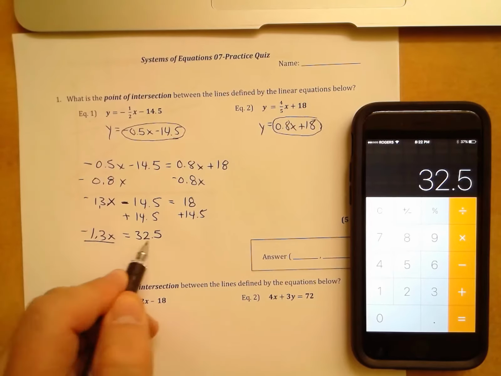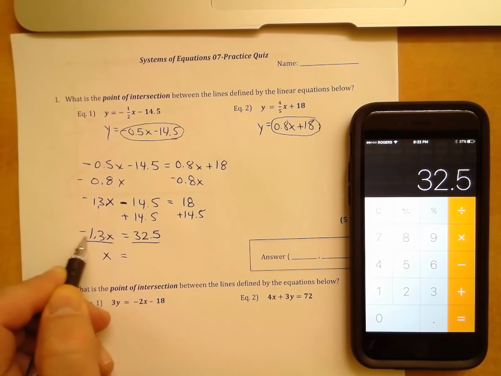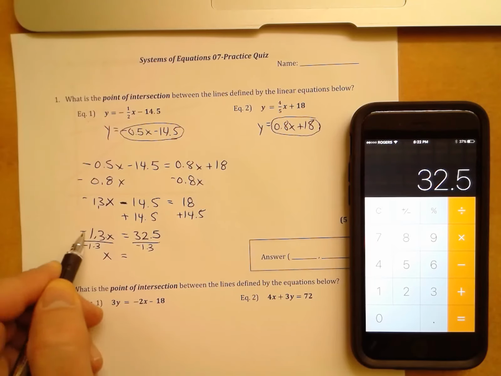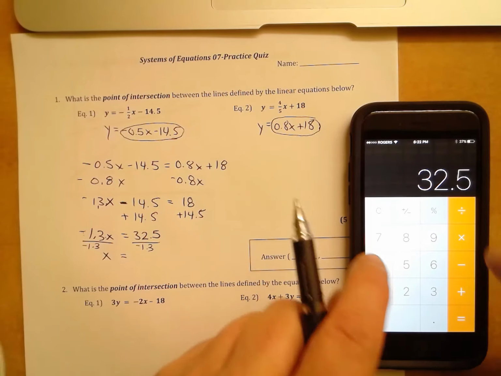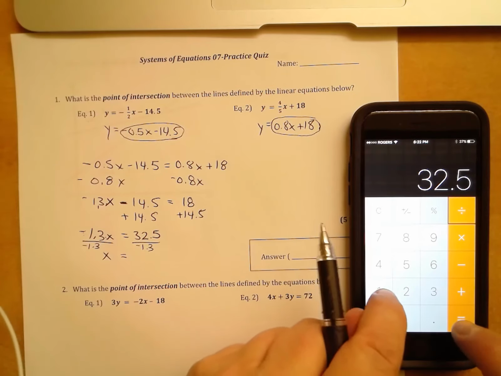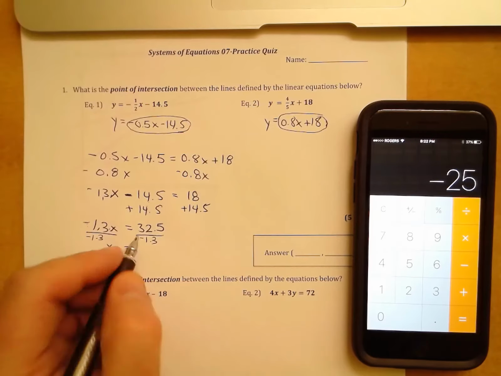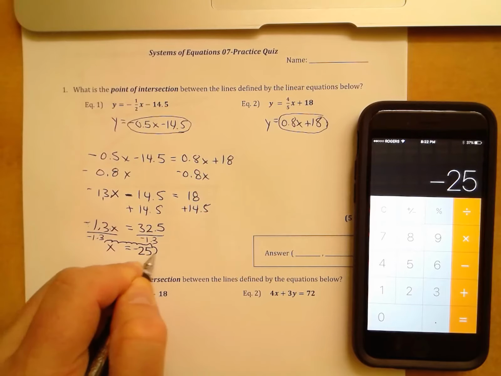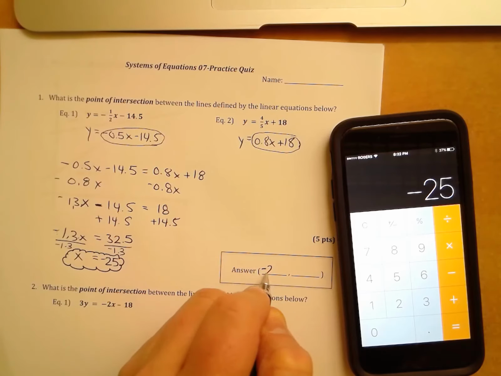Now I'm going to divide both sides. Right, that's a multiplication. I want the x isolated, so I'm going to divide both sides by negative 1.3. Don't forget your negative. So your final answer here should be a negative. There's my 32.5 already, and I'm going to divide that by negative 1.3. I get negative 25 for my x. So that's the x part of the coordinate.